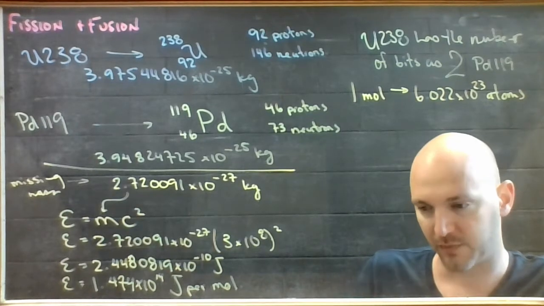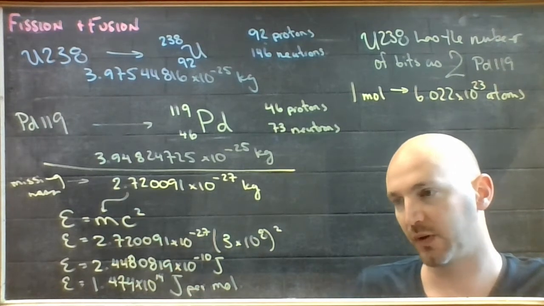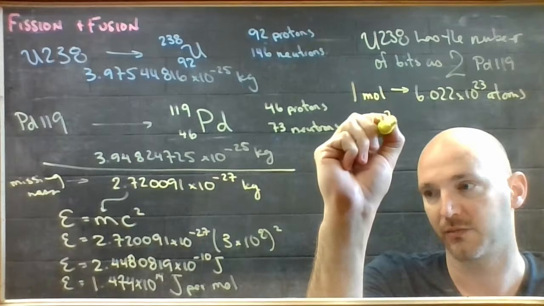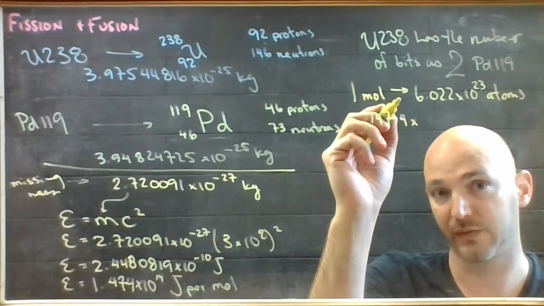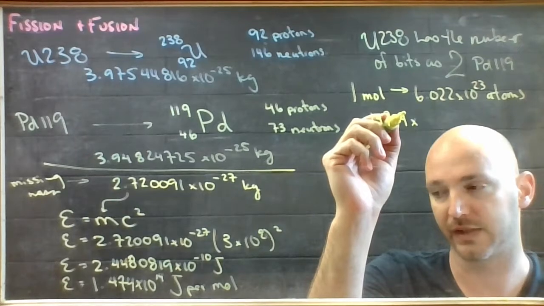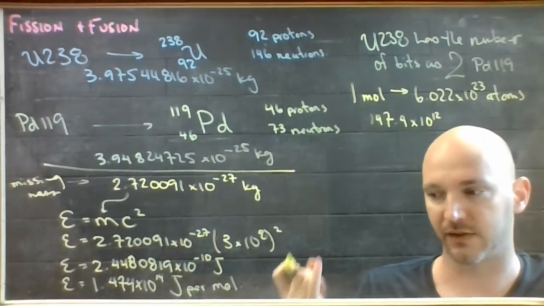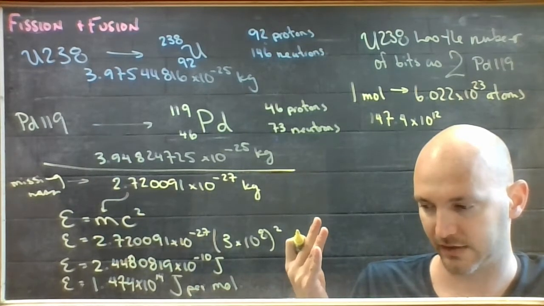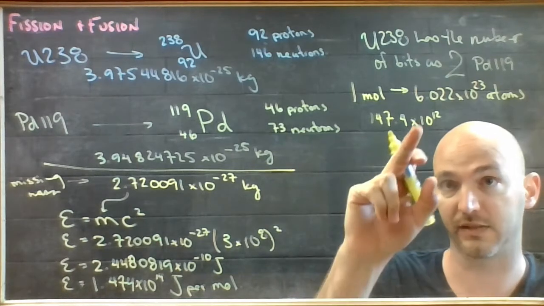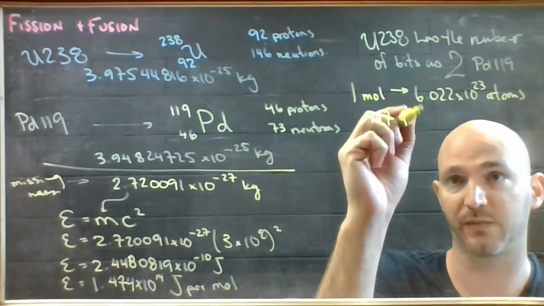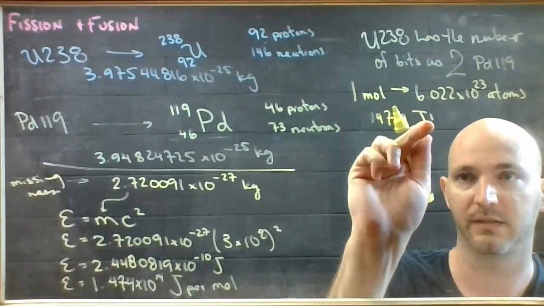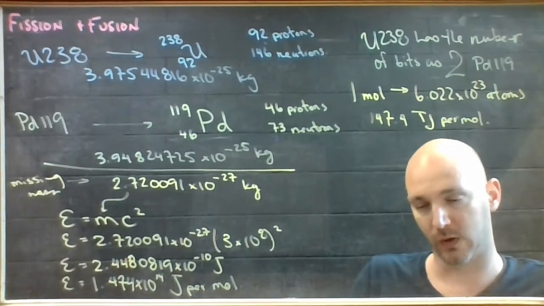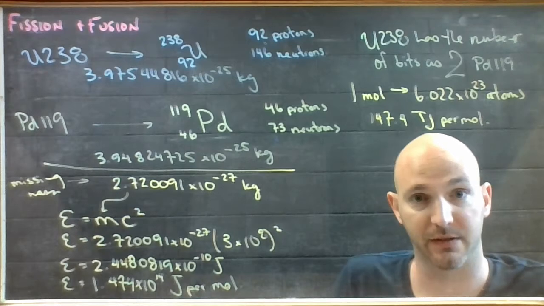So in a metric prefix then, this number 1.474 would be 147.4 times 10 to the 12, and a 10 to the 12 is a... 10 to the 3 is kilo, 10 to the 6 is mega, 10 to the 9 is giga, then we have a tera. So these are 147.4 terajoules per mole. Okay, that's a lot of energy.